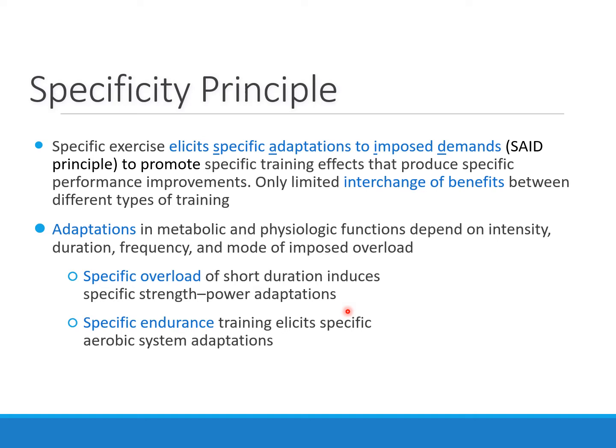But if you're training, let's say, a marathon runner or a cross-country skier, this specific endurance training elicits specific aerobic system adaptations. So you can see based on what system you want to train, you need to be specific in the training that you impose on that athlete.